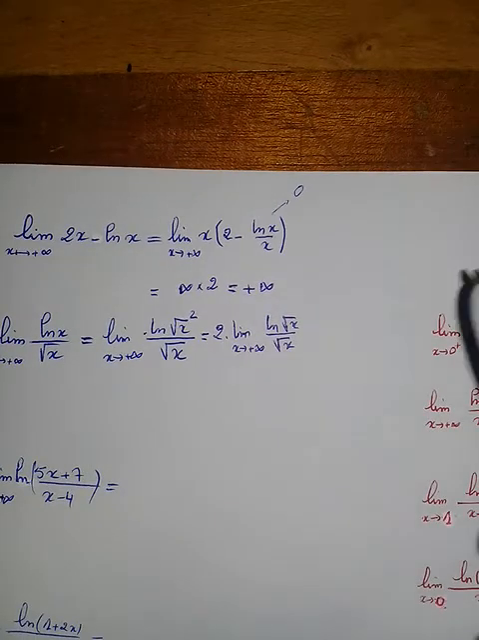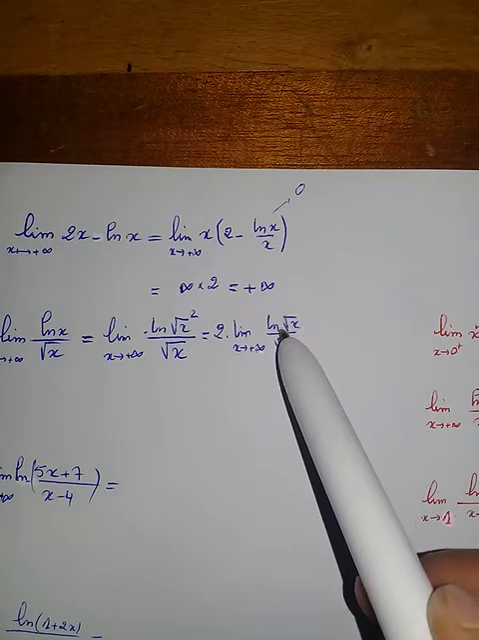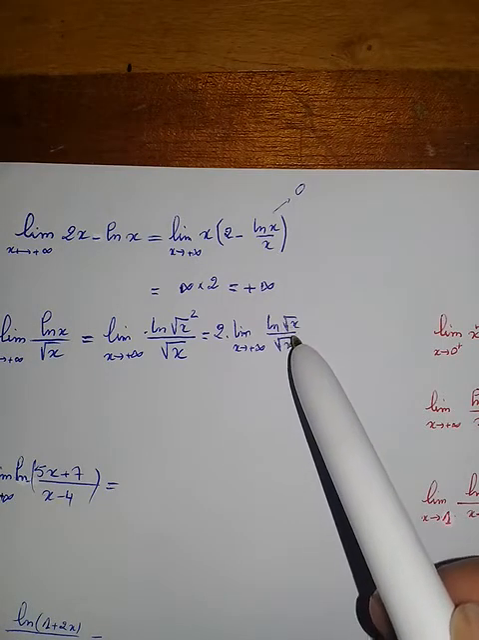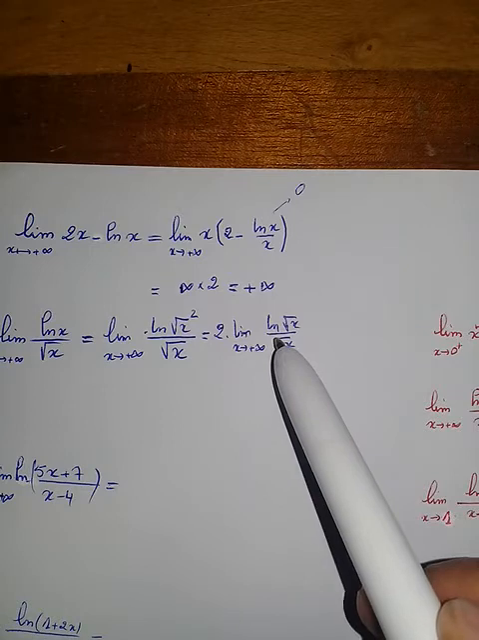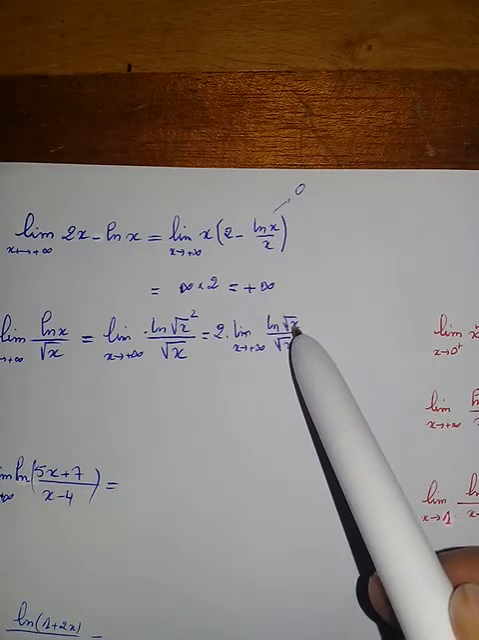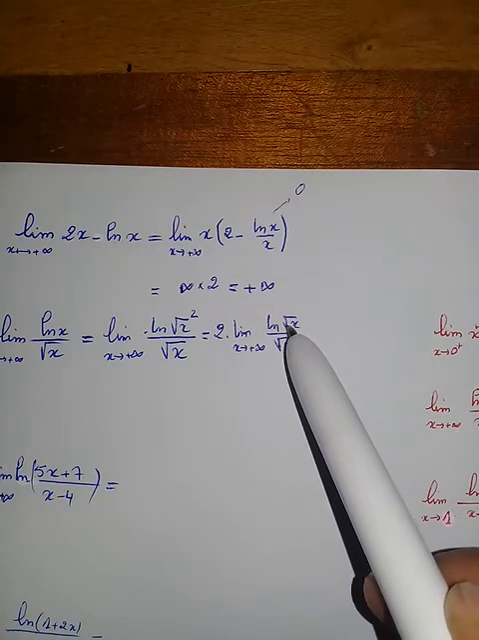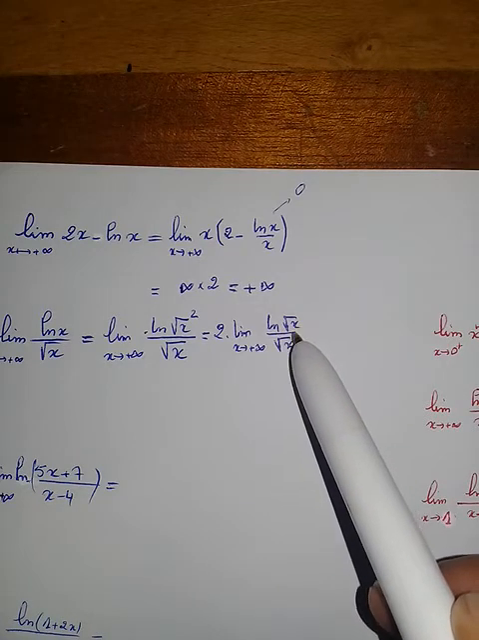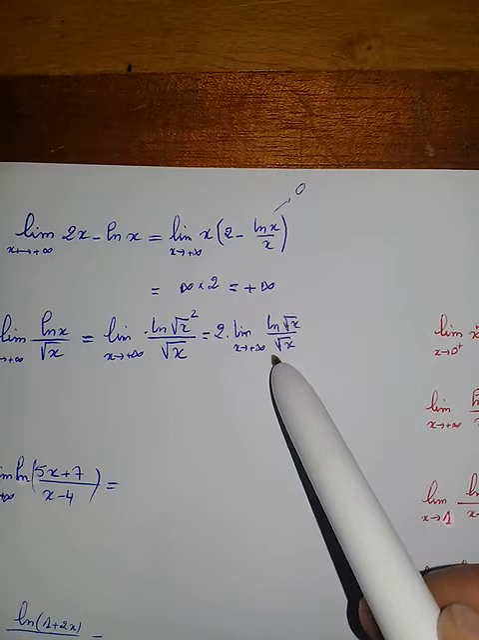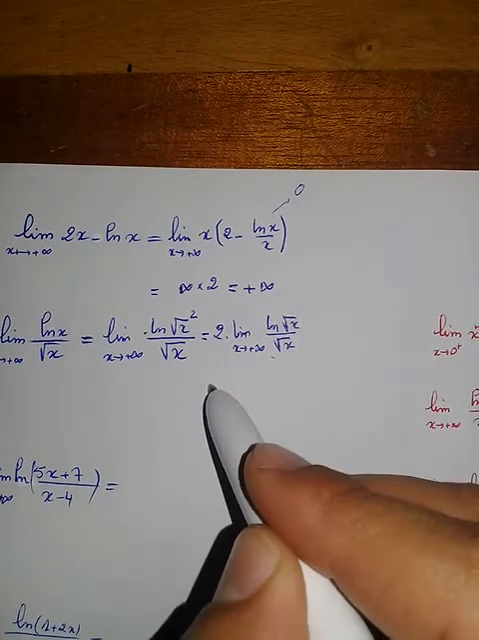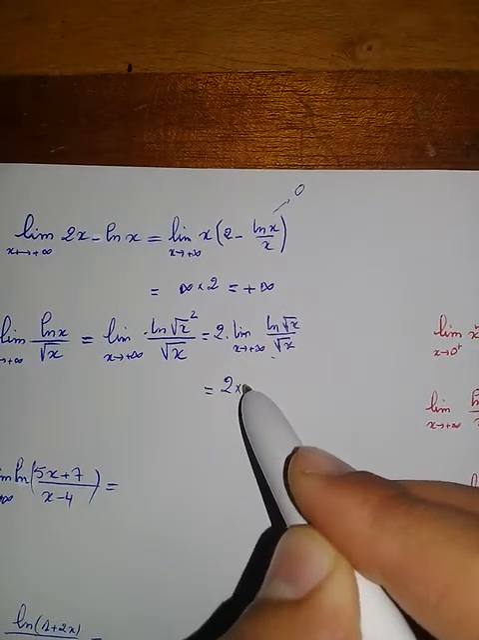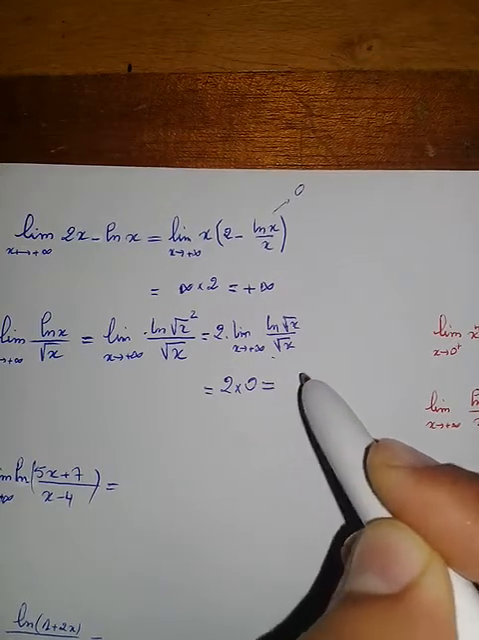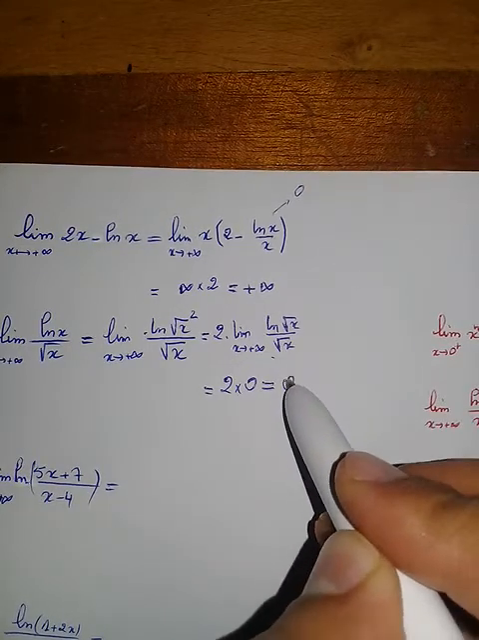Now by substituting and putting the square root of x as t, we get the limit of ln t over t. When x goes to infinity, the square root of x goes to infinity. So this is 0. So it's 2 times 0, which is 0.